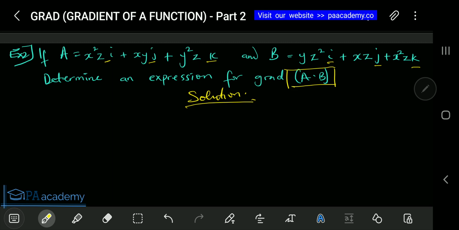Since A dot B is a dot product, what we are going to do is multiply A and B using dot products. Take note of that, using dot product and not cross product. All right, so let's write out A.